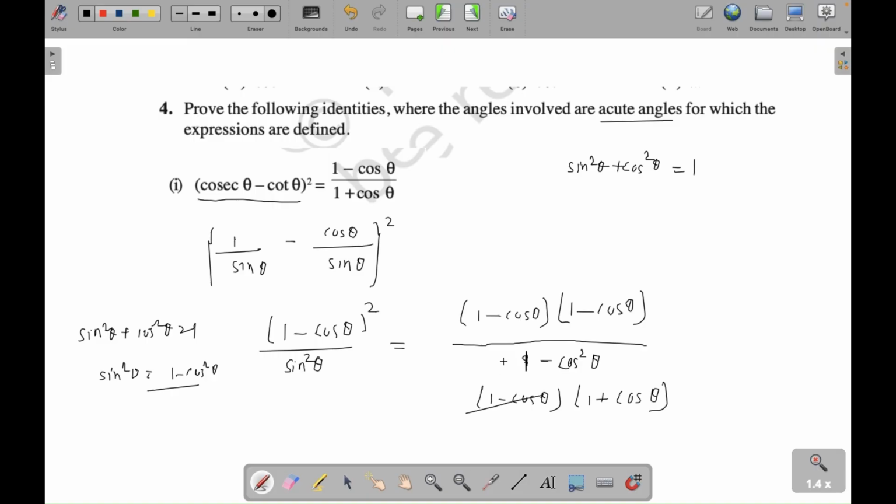Right? So one factor of 1 minus cos theta gets cancelled. So we get (1 minus cos theta) upon (1 plus cos theta). Right? Is this clear?